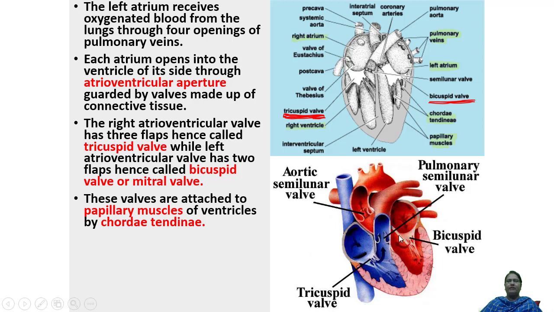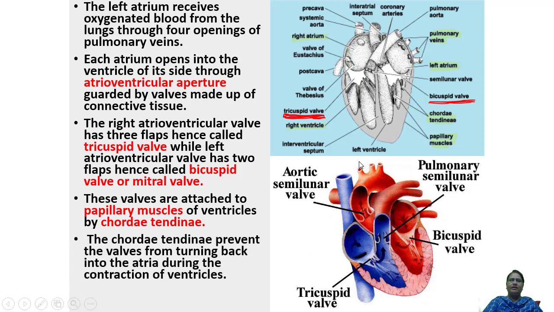These valves are attached to the papillary muscles of the ventricles by the chordae tendineae. This is the chordae tendineae. This is the tricuspid valve, and this is the bicuspid valve. The chordae tendineae prevent the valves from turning back into the atria during the contraction of the ventricles. Now, what is the function of this? It prevents the backflow of blood into the atria when the ventricles are contracting.